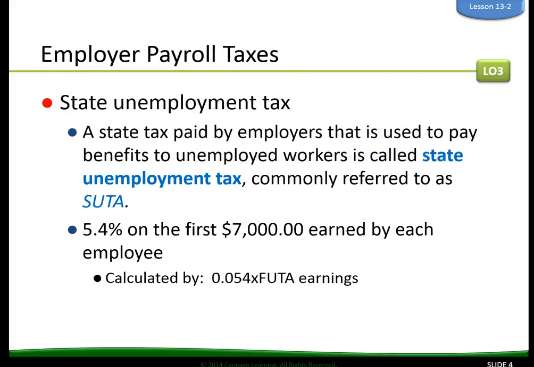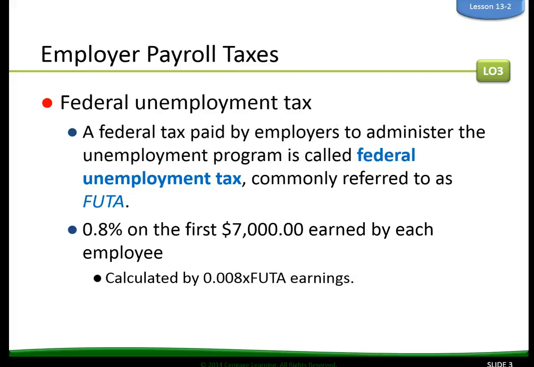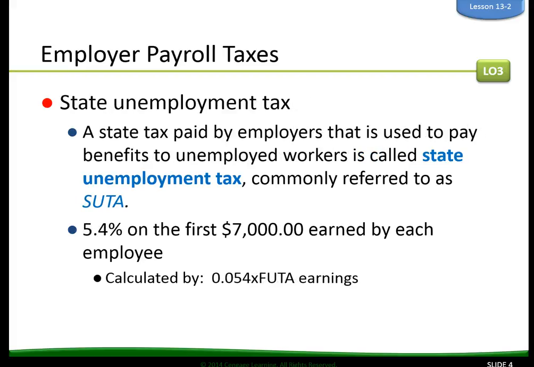The state unemployment tax, commonly referred to as SUTA, is a state tax paid by the employers that is used to pay benefits to unemployed workers. Going back, the federal tax is paid by employers to administer the unemployment program, so it's actually a smaller amount of money that the federal unemployment tax is collecting. The state is much higher because it pays the actual unemployed workers. It's 5.4% on the first $7,000 earned by each employee. So you do 0.054 times FUTA earnings. That's not a typo. It's 0.054 times the FUTA earnings.